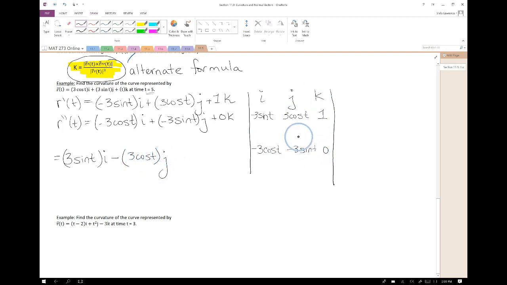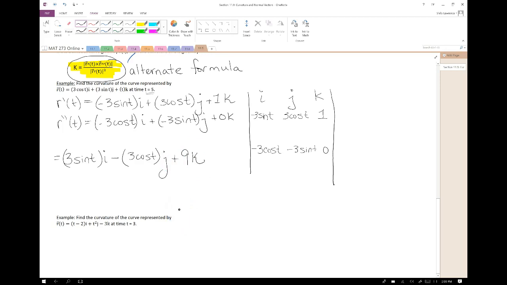For the k, we're going to get 9 sine squared t minus negative 9 cosine squared t, which is really 9 sine squared t plus 9 cosine squared t. If you factor that 9 out, we're left with our Pythagorean identity, and this simplifies down to just a 9 for the k component.